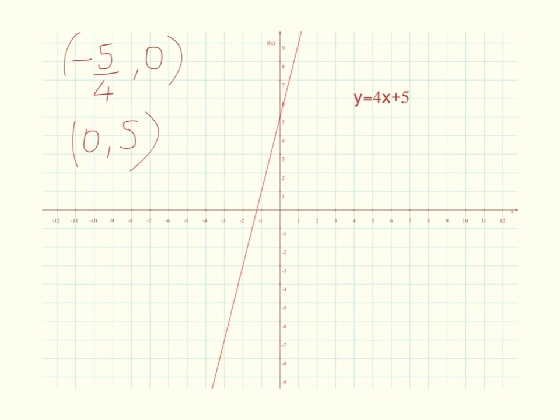So we've got three methods: a table of values, comparing with y equals mx plus c, or we can look at where they cross the x and the y axis and then join those points together.